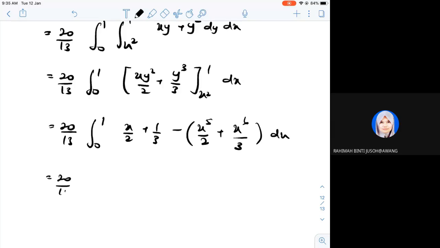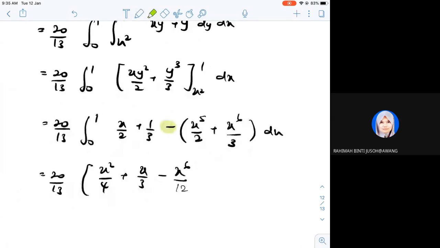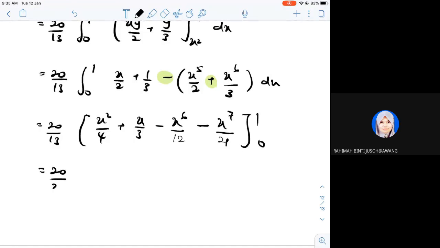So now let us integrate this function. It becomes x squared over 4. Is that right? 2 times 2, 4. Correct. Plus x over 3 minus x to the power of 6 over 6 times 2 is 12. Plus minus, oops, sorry, minus plus here. So it becomes minus, 6 becomes 7, 7 times 3 is 21. Substitute 1, 0. So we have 20 over 13 multiplied by 1 over 4 plus 1 over 3 minus 1 over 12 minus 1 over 21.